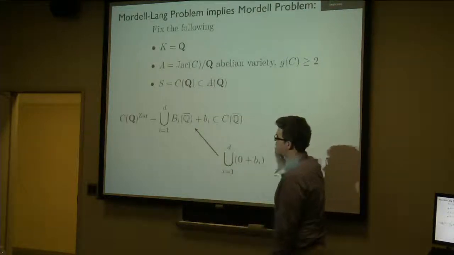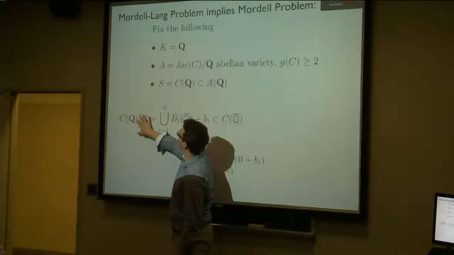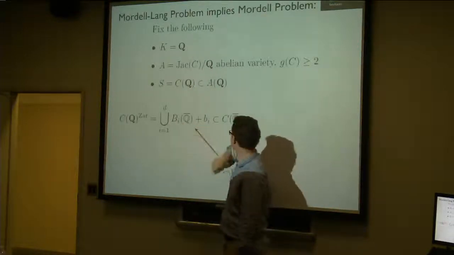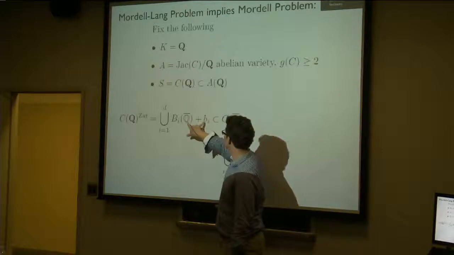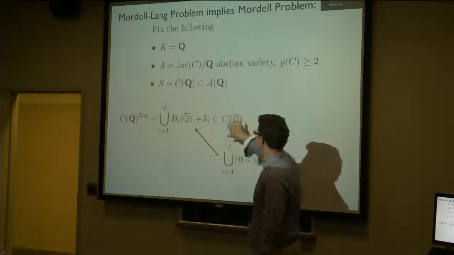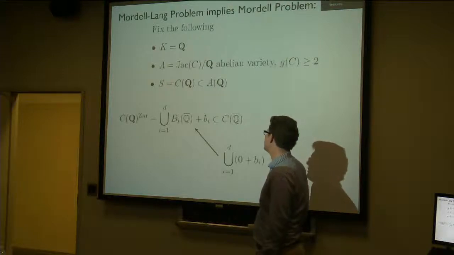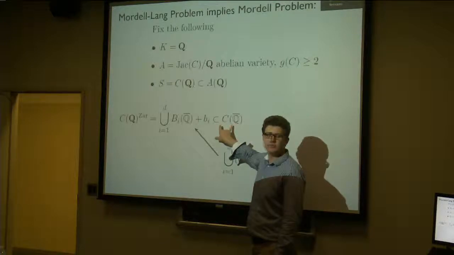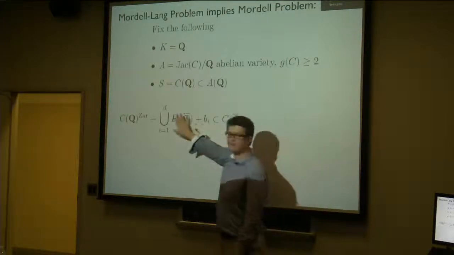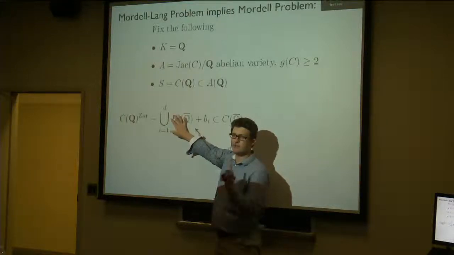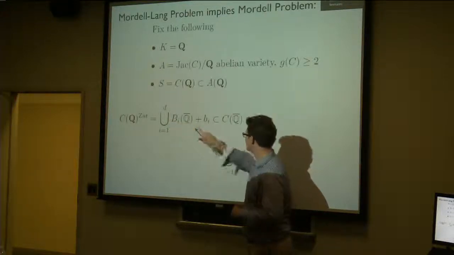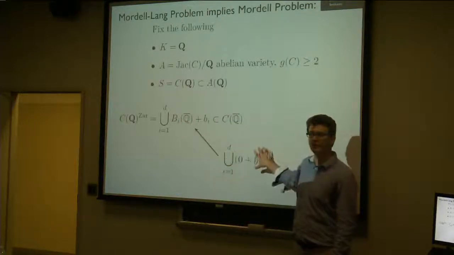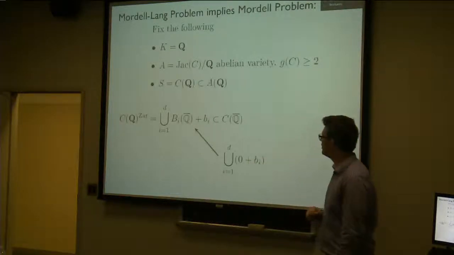Okay? And so by the Mordell-Lang problem, if we assume it, the Zariski closure here has this shape. It looks like a configuration. But this configuration is contained in here, right? It's contained in C of Q bar, right? But this thing has its genus bigger than or equal to 2. It's a curve, right? So it's not going to have elliptic curves inside of it. It's not going to have dimension 1 abelian subvarieties. So that says that all of these have to be 0, which says that this is just a finite union of points. Okay?